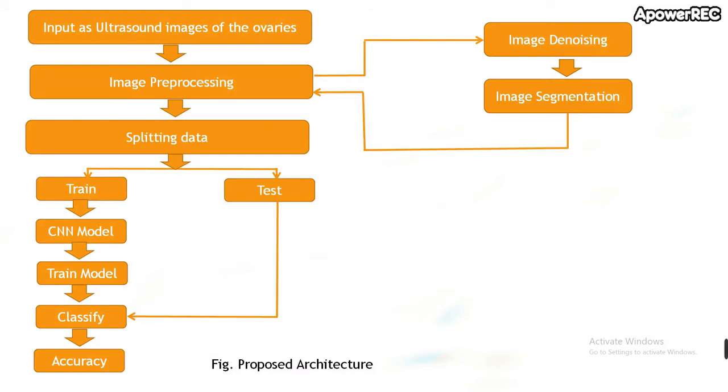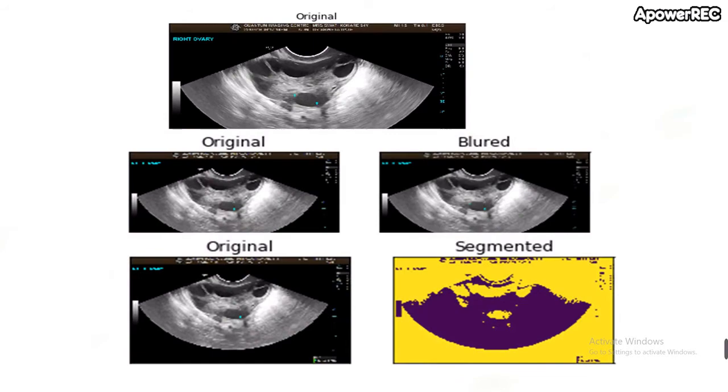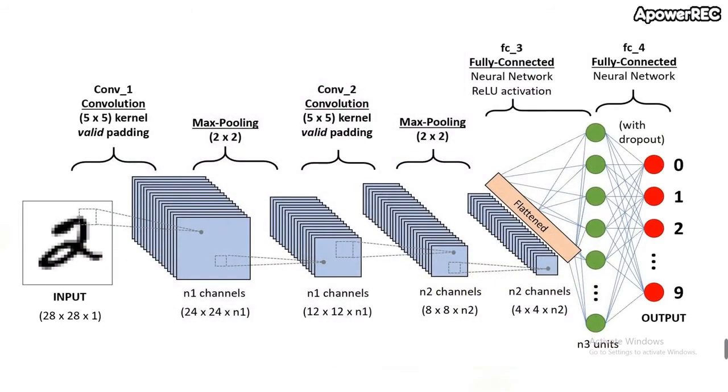After the pre-processing, the data is split into testing and training. The neural network algorithm used in the project is CNN, which is Convolutional Neural Network. Convolutional Neural Network is a deep learning algorithm which takes an input image, assigns weights to the various objects, and learns the difference between them.